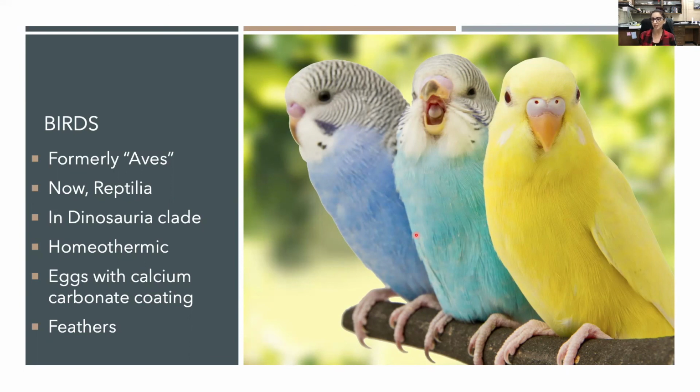They need to do this because the act of flight is extremely strenuous, and so hovering especially, they have to expend lots and lots of energy, which in turn necessitates a high metabolic rate. So our birds are homeothermic. They also have eggs with a calcium carbonate coating on the outside. They also have the special feature of feathers. We're going to talk about feathers on the next slide.